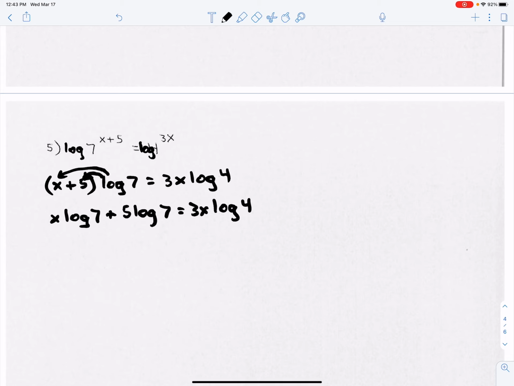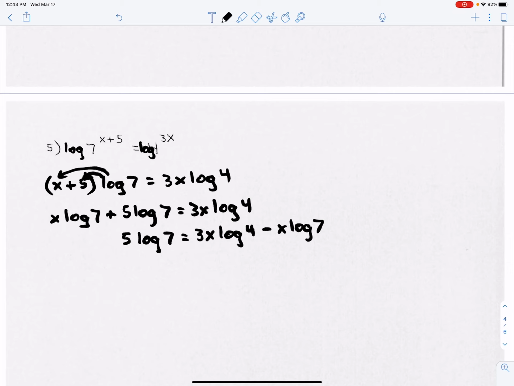All right. Now, what do we do after that? Get all the x's on one side, all the non-x's on the other side. So we'll leave the 5 log 7 here and subtract the x log 7. So we get 3x log of 4 minus x log of 7. Now, here's where the difficulty comes in.